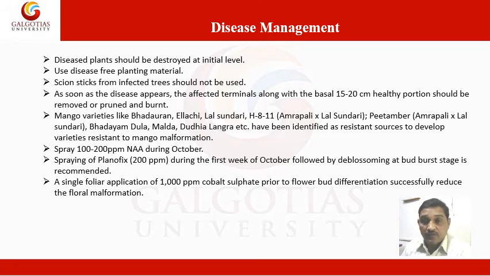A single foliar application of 1000 ppm cobalt sulfate prior to flower bud differentiation successfully reduces the floral malformation. It means we can properly manage the disease by applying this disease management sequence-wise.